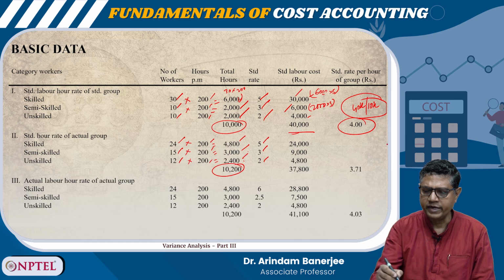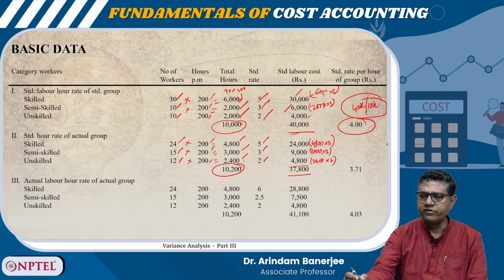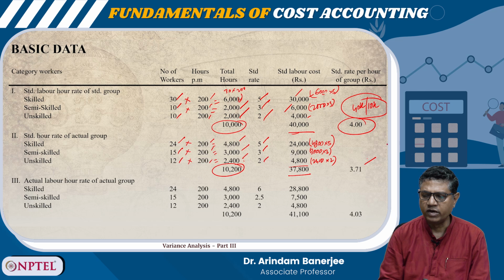So you can calculate it: 4,800 into 5 comes to 24,000. This is 3,000 into 3, and this is 2,400 into 2. If you add this, you will get 37,800. And 37,800 over 10,200 hours, the standard rate per hour of the group, comes to 3.71.